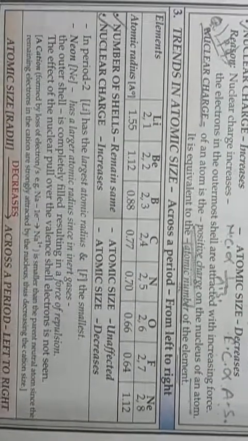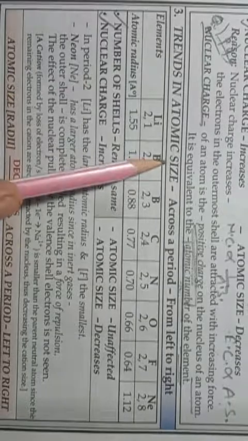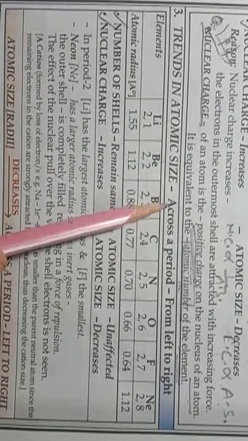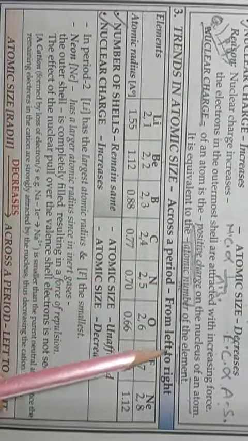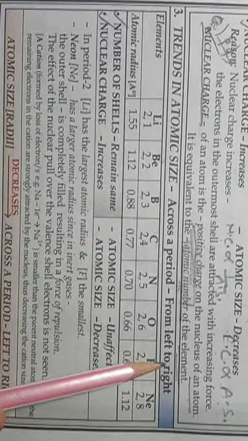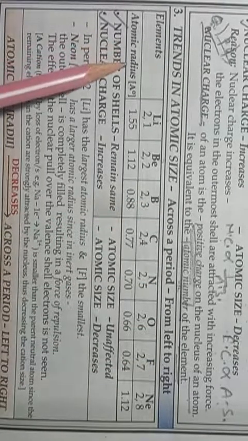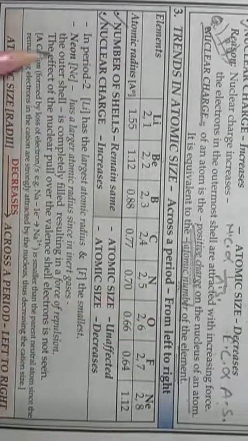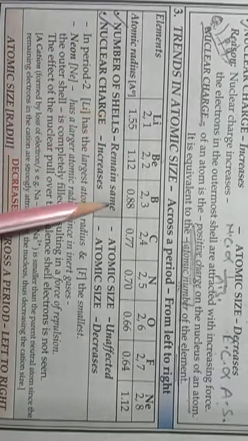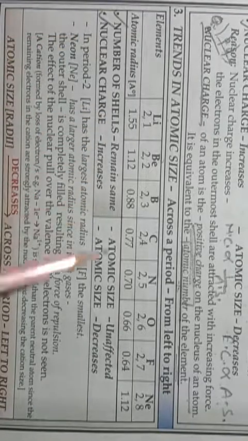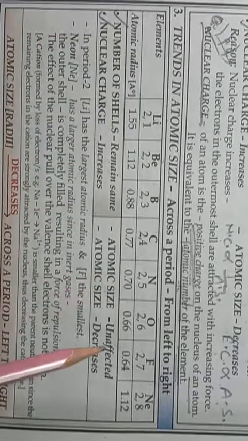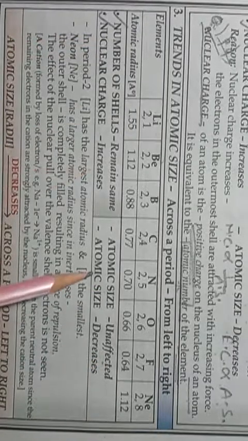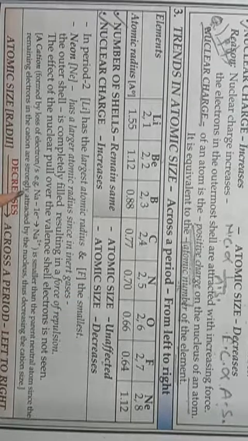Then third heading is trends in atomic size. So what is the trend in atomic size? Across a period from left to right, atomic radius: across the period from left to right, number of shells remains same. So atomic size is unaffected, but nuclear charge increases, and that is why atomic size decreases.